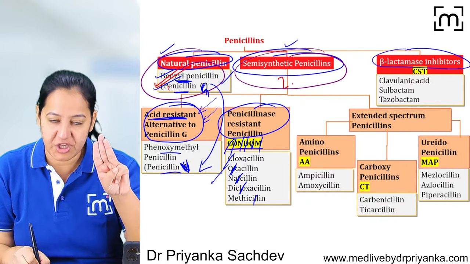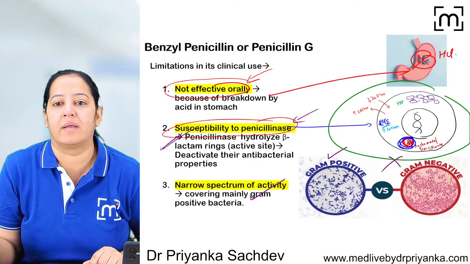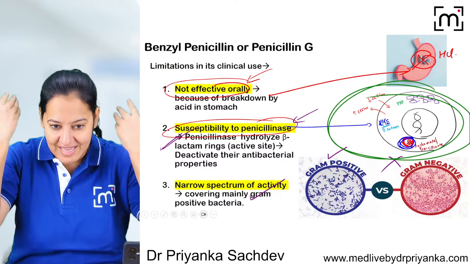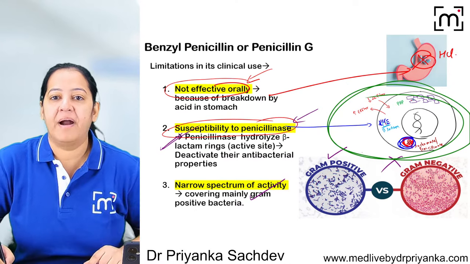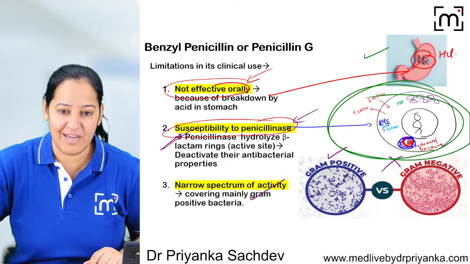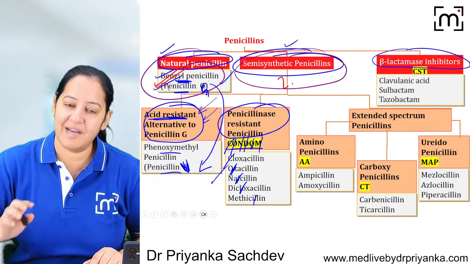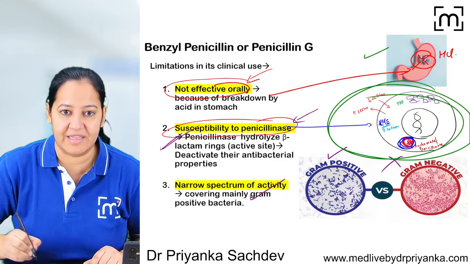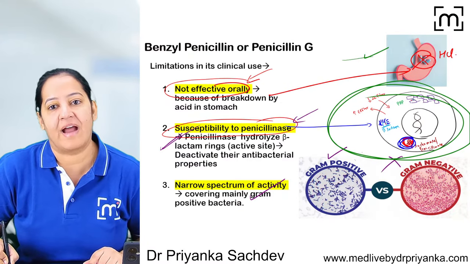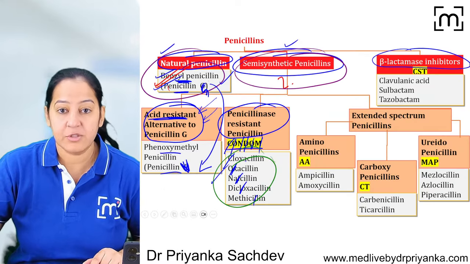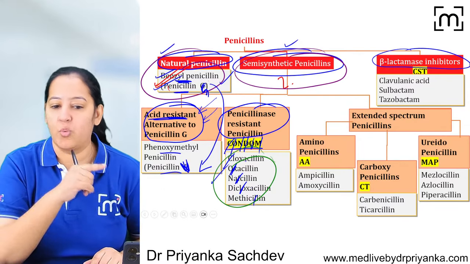So here, out of the three shortcomings, one problem is solved. They are not killed by the enzyme because they have a cover. But they are acid labile, so again you have to give injections. Some of them are acid labile, some are acid stable; I will give you the list. But they are all active only for gram positive, not for gram negative. So the other two shortcomings are still there. We have solved one of them.